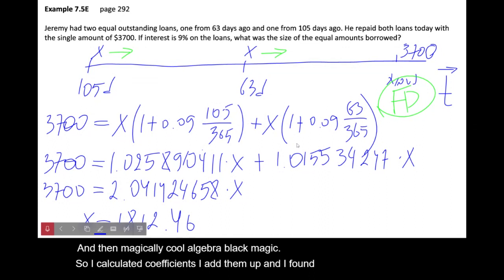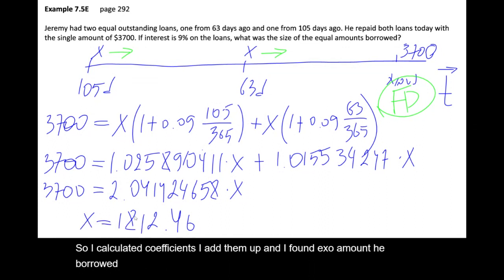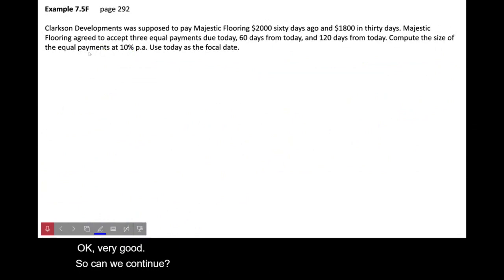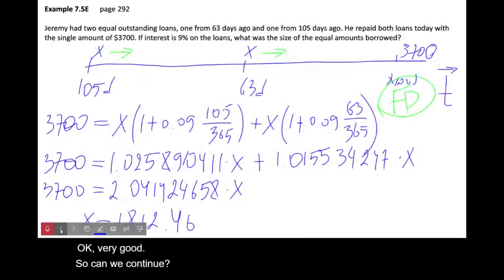So the amount he borrowed twice was $1,812.46. Is that part clear? Okay, very good. So can we continue? Okay, one second.